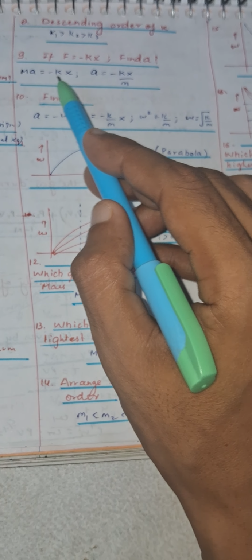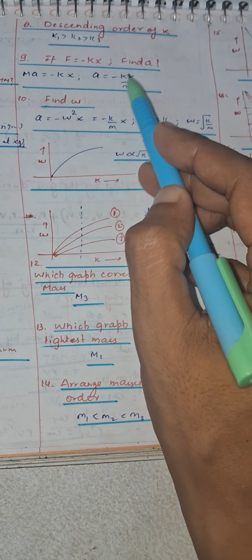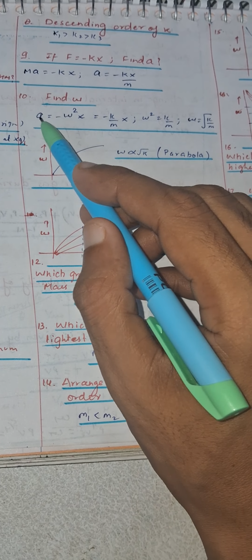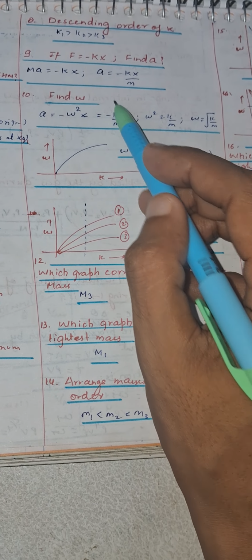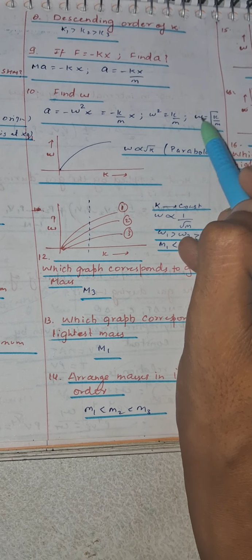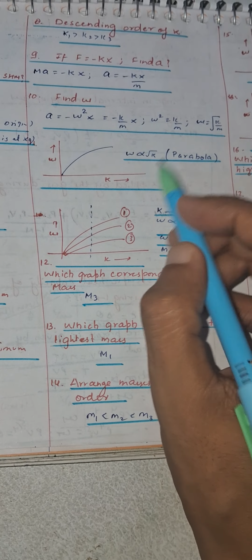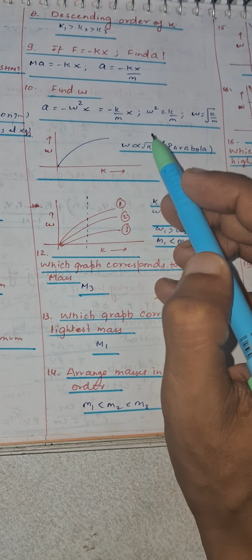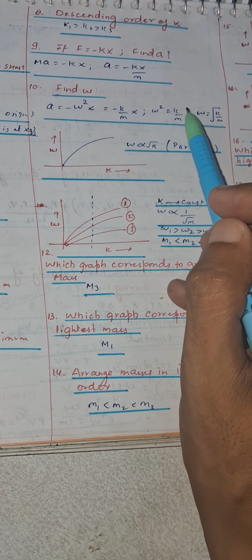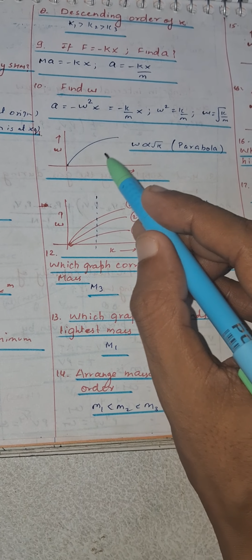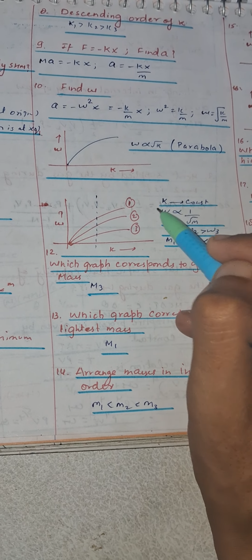Then if F = kx, we need to find acceleration, so substitute F as ma. So we have ma = -kx, so a is -kx by m. Then we need to find the angular frequency. For that, acceleration is -omega square x, which is -k upon m into x. So from here omega square will be k by m, so omega will be root over k by m. The next is we need to find the omega versus k graph. As omega is proportional to root k, the graph will be parabolic in shape and it will turn toward the k axis.